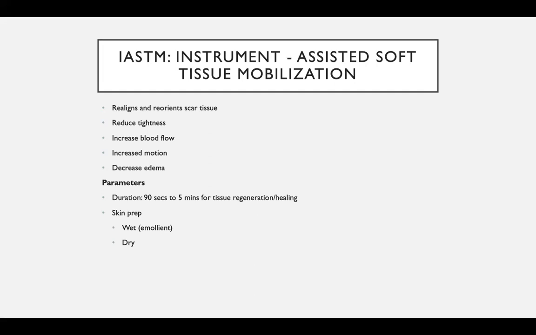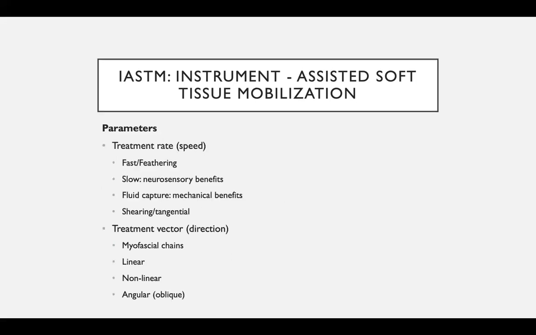So you want to provide this treatment for 90 seconds to 5 minutes for tissue regeneration and healing. You can prep the skin with something wet or an emollient; cocoa butter would be a good thing to use, or any type of lotion. Or you can scrape with dry skin, but again, it might be very uncomfortable for the patient. For the parameters, we have a treatment rate, which is the speed of the technique.